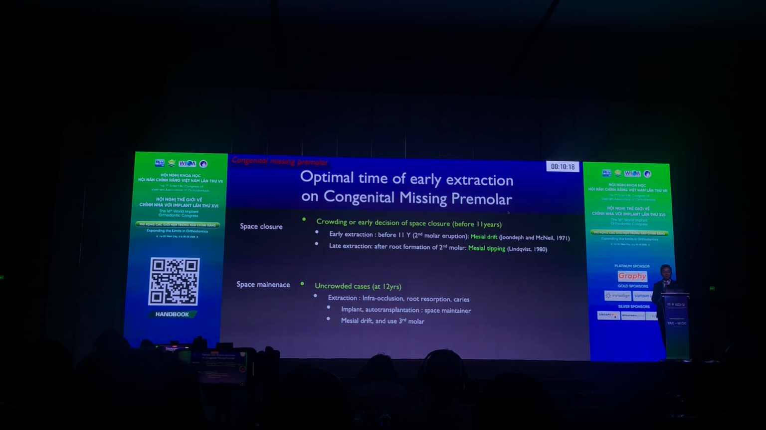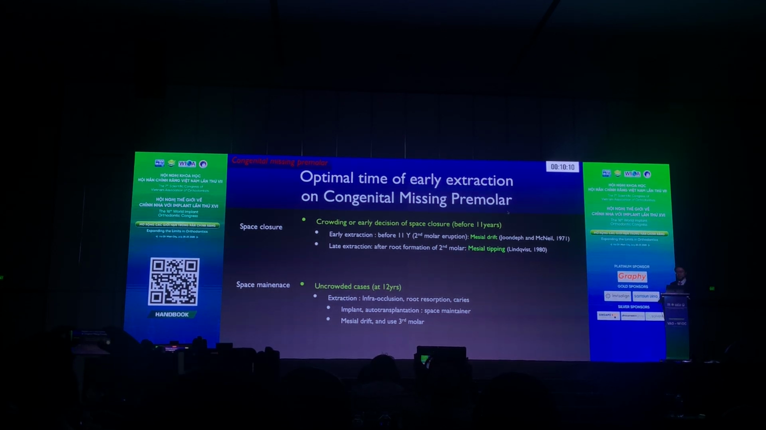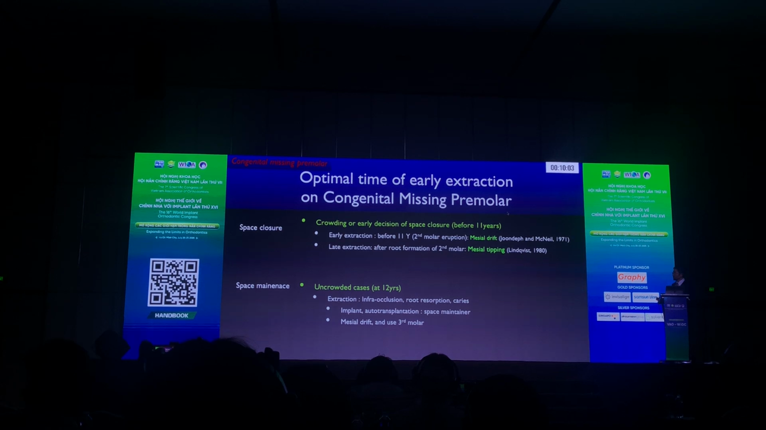So, how about the premolar? I suggest deciding on extraction of the premolar only within 11 years old, at least before formation of the second molar. If you decide at an early stage before 11 years old, we can expect the major growth. But after root formation of the mandibular second molar, we have to expect major tipping. So timing is very important.